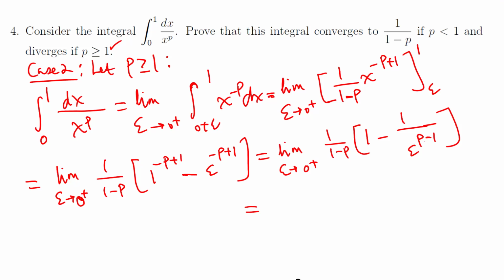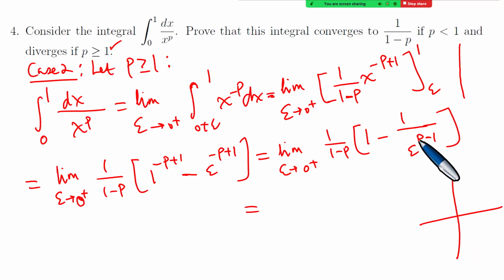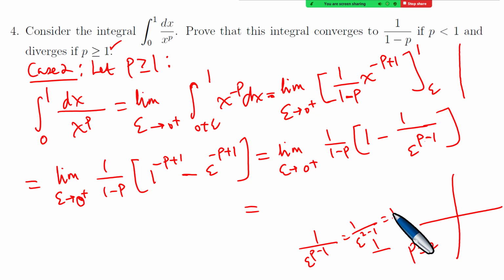Because the top is a constant. Like when p is 2, it's going to be 1 over epsilon to the p minus 1, which is 1 over epsilon to the 2 minus 1, which is 1 over epsilon. What kind of a graph is this?